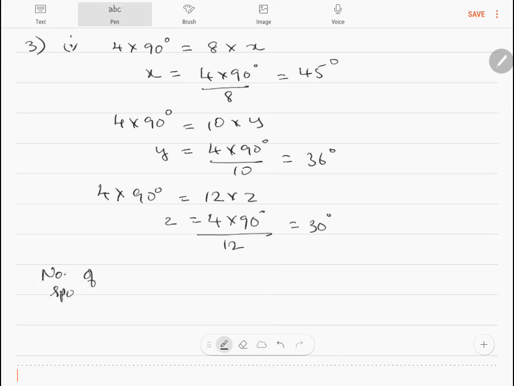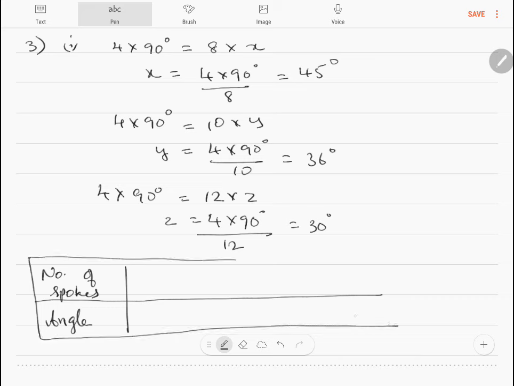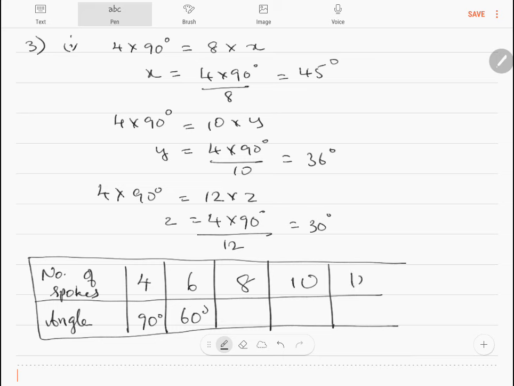Here this is the number of spokes. Now this is the angle. Now we have found out, like 4 for 90 degrees is given, 6 for 60 degrees is given, 8, 10, 12. Now we have found out the values are 45 degrees, 36 degrees and 30 degrees.